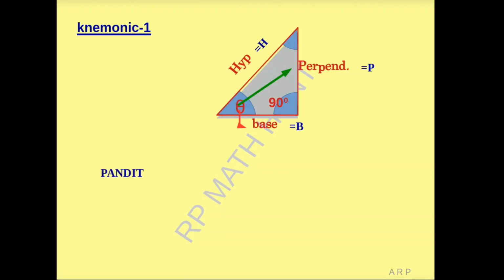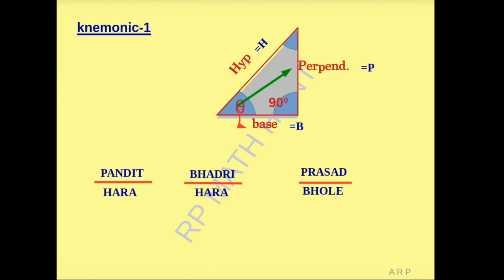Now, my dear children, remember very well mnemonic 1. Pandit Badri Prasad Hara Hara Bole. P stands for perpendicular, B stands for base, H stands for hypotenuse.